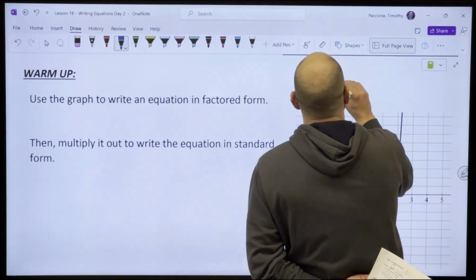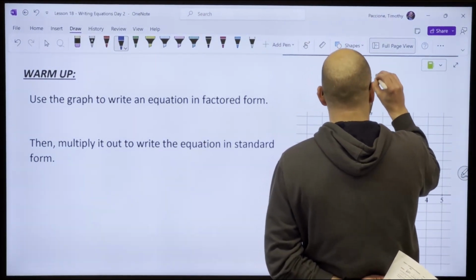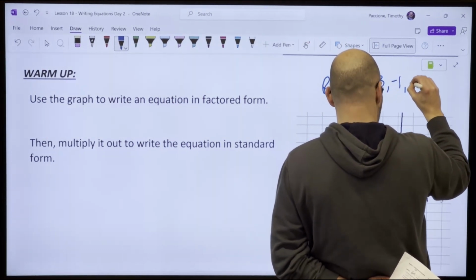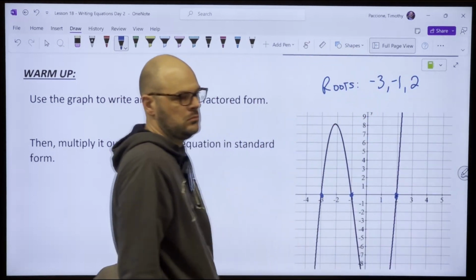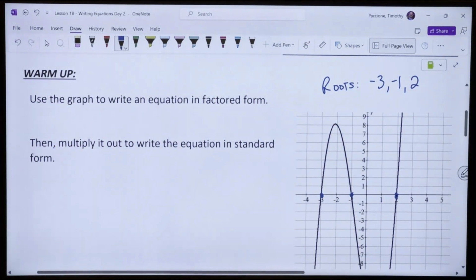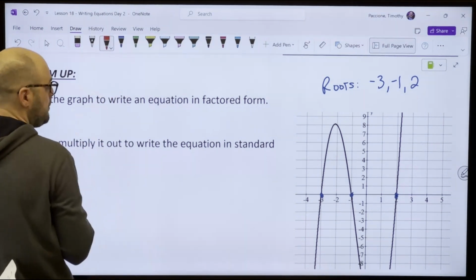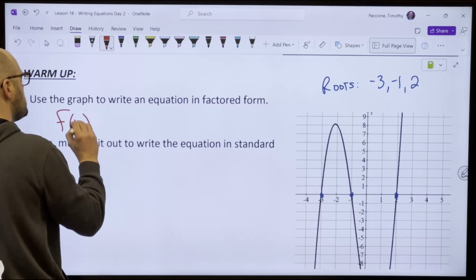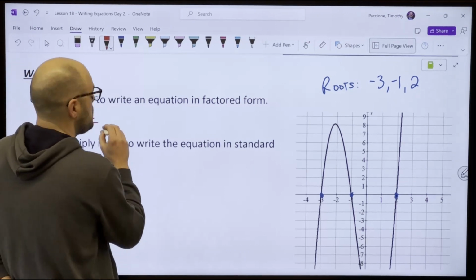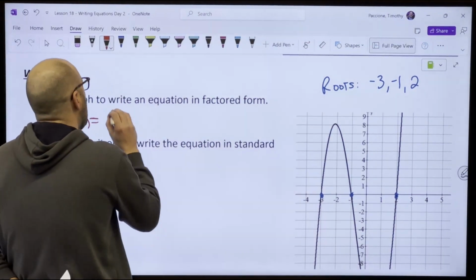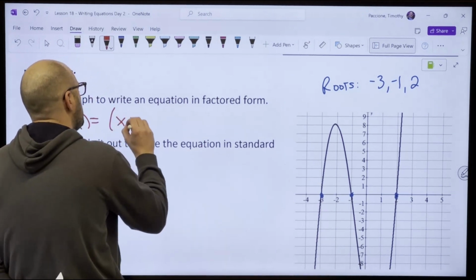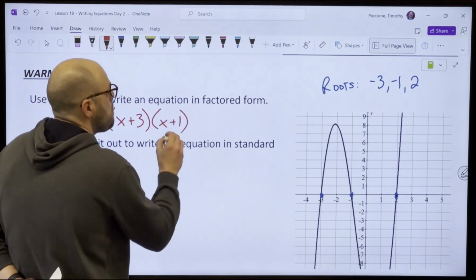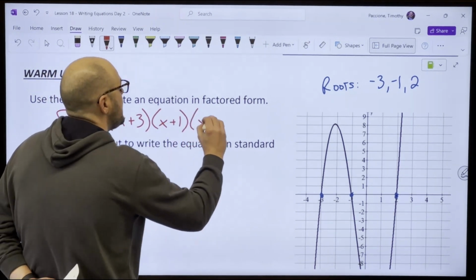My roots are -3, -1, and 2, right? If I know my roots, I know my factors. I'm going to just skip to writing in factored form now. So I have f of x equals, you could write y as well. And then -3 becomes x plus 3. -1 becomes x plus 1. 2 becomes x minus 2.